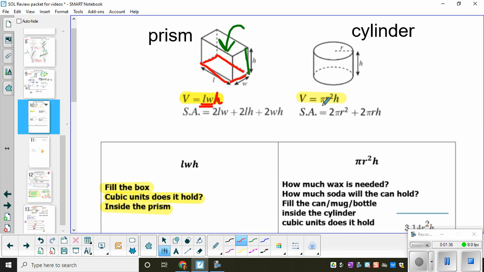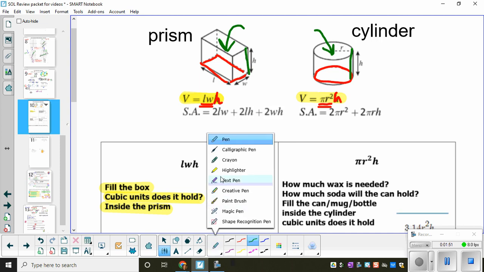Now it's the same concept over here for a cylinder. We still take the bottom shape, this time it's a circle, and then we multiply by the height. So we'll find pi r squared, which is the area of the circle, and then we'll multiply here by the height, and we will have filled up the cylinder. Now some keywords here for filling up the cylinder.